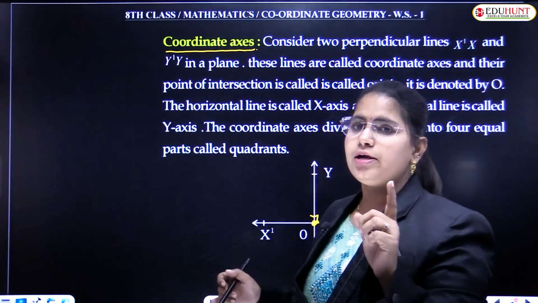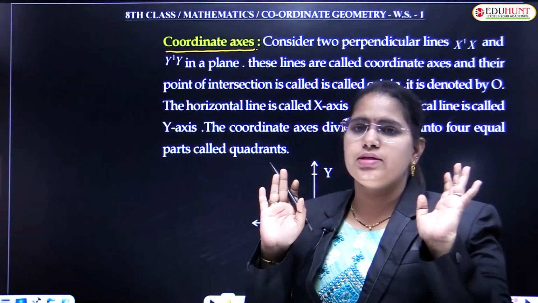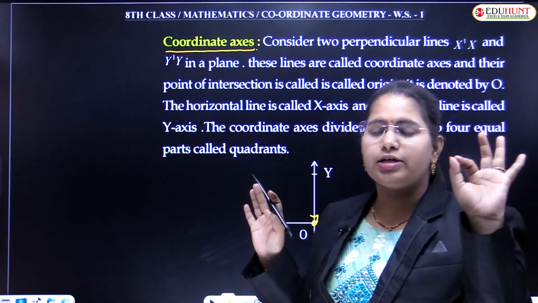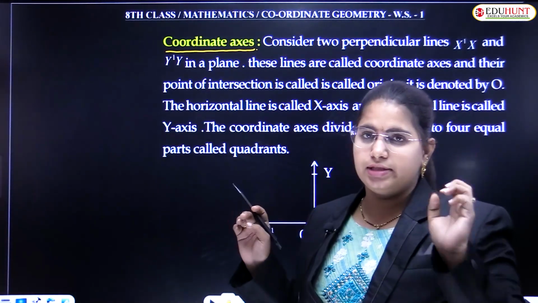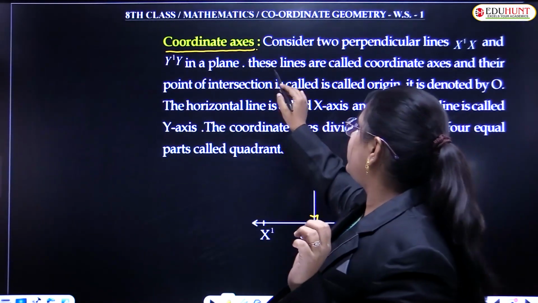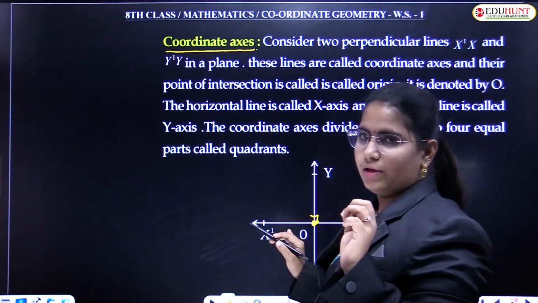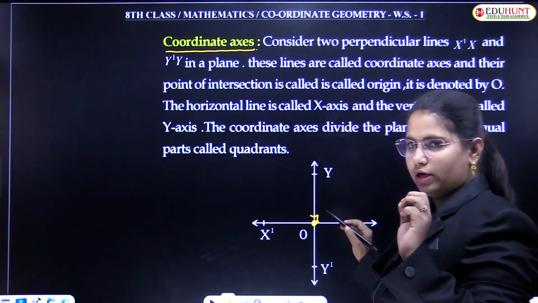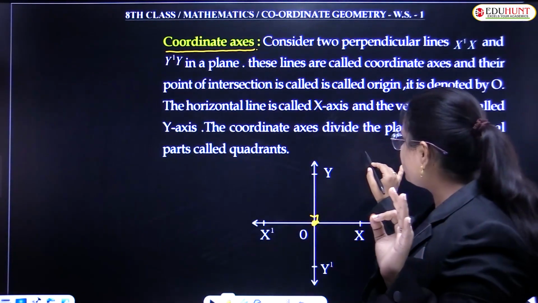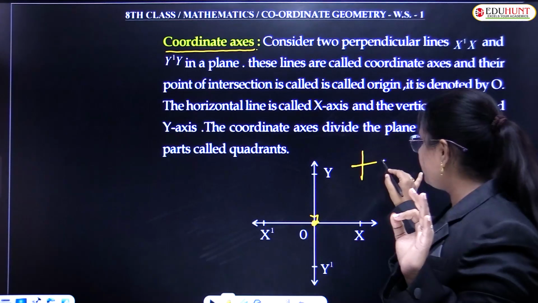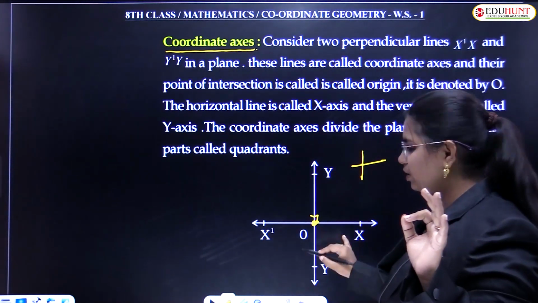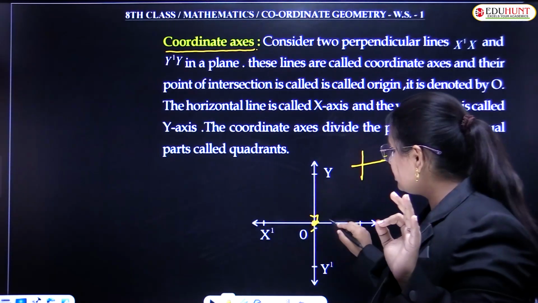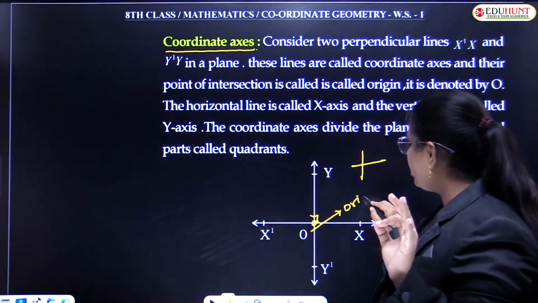See, I again repeat, you need to take any two lines which need to be perpendicular. What do you mean by perpendicular? It should be making an angle 90 degree. Okay, so this should make an angle 90 degree. Right, so this is one line and this is one line. Definitely these both lines will meet at one particular point, right? This point is denoted with O and this point is called origin.